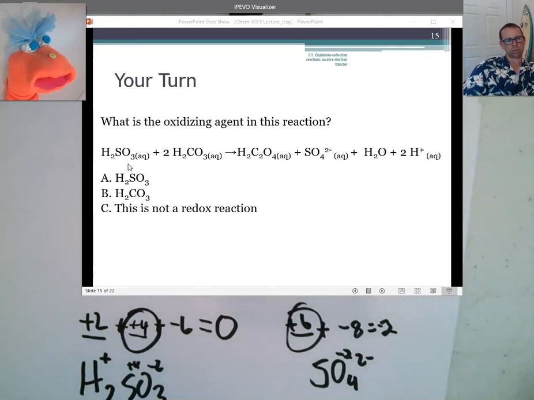Good. So it's not A, so it's got to be B, right? It does have to be B. Why does it have to be B? Well, because that's the only one. Well, it says that this is not a redox reaction. But we saw that sulfur was oxidized, so that can't be right. All right, very good. So it means that our carbonic acid here is our reducing agent. Or sorry, the oxidizing agent, because it was reduced. Okay, excellent job.